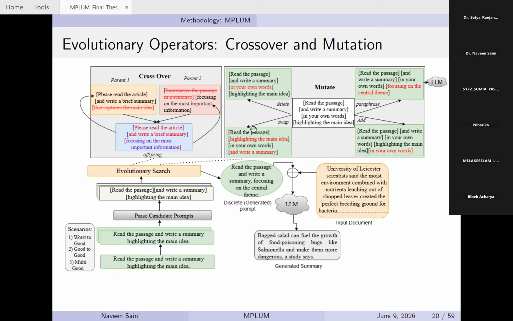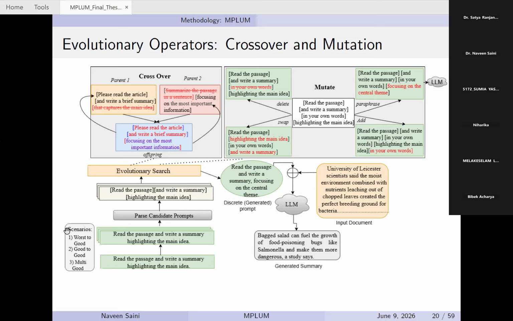And swapping means in this offspring, in this solution, you are swapping something, right? For example, highlighting the main idea, you take it to the second place and write a summary at the last place. Exchange of the genes, like a random change. So for the mutation, we are doing these four different concepts: delete, swap, paraphrase, and add. And the crossover, this exchange of genes, gives the new solution. In this way, we are generating the new solutions.